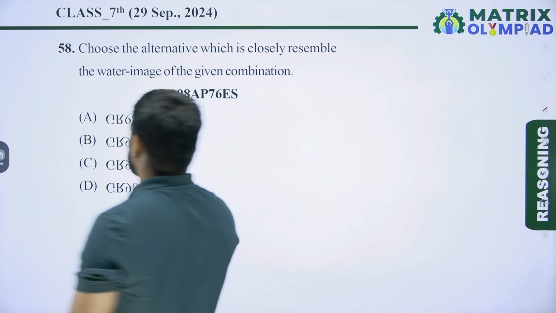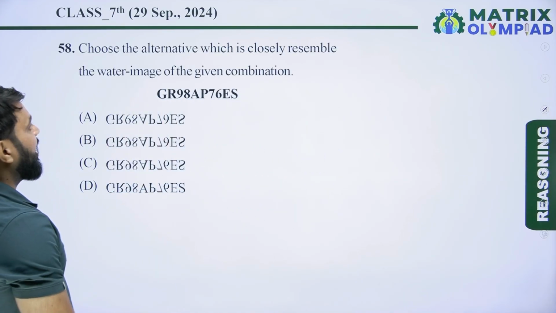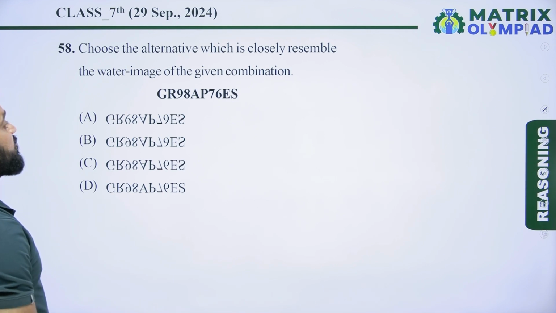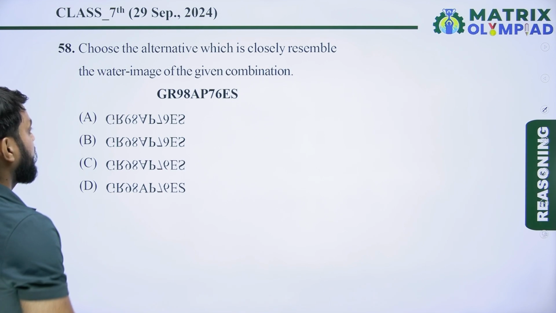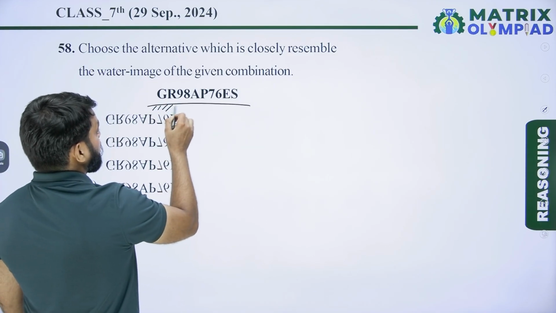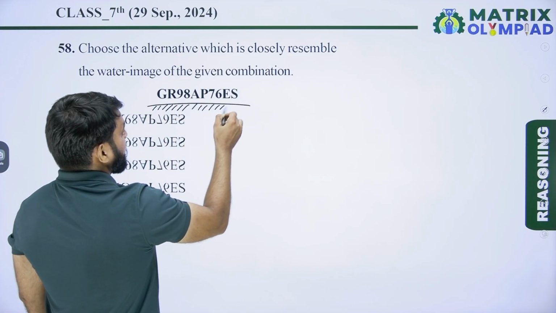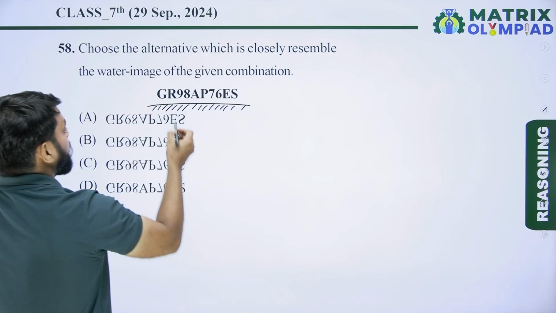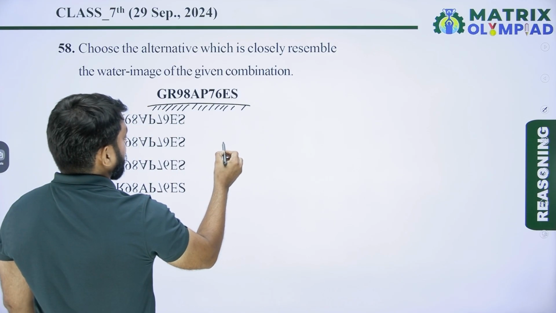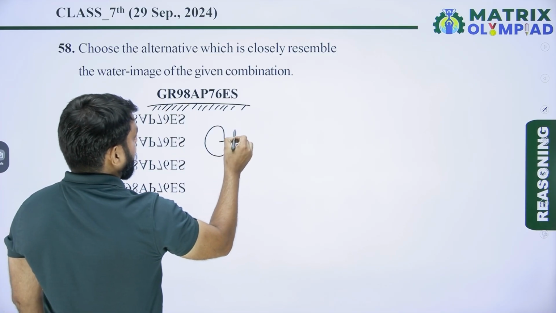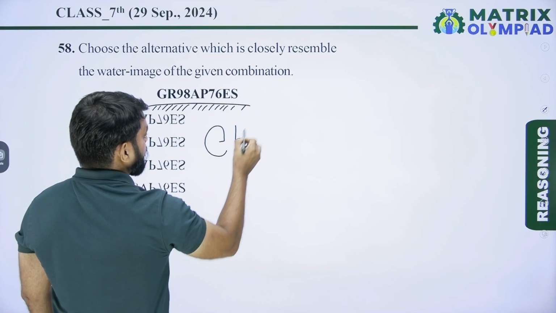So now the next question is question number 58. Choose the alternative which closely resembles the water image of the given combination. So find the water image of the given combination. The water image is always at the bottom of the objects. So first find the water image of G. So the water image of G looks like this. Now the water image of R. So this is the water image of R.